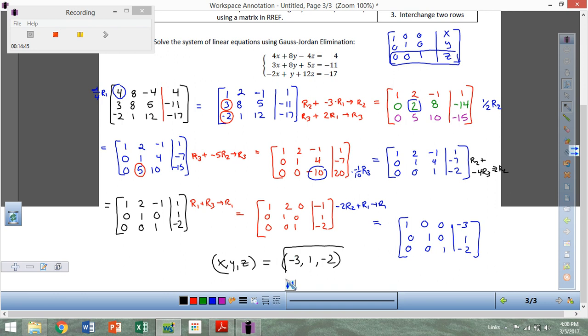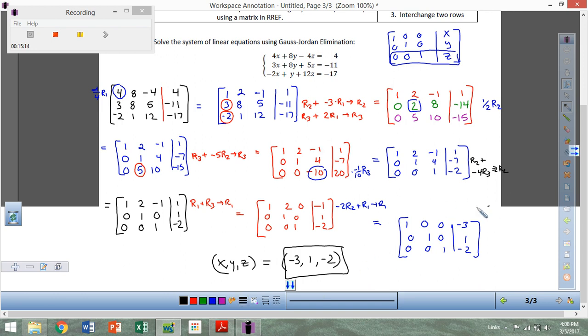So keep in mind that is where a system of 3 equations in 3 variables will meet. They meet at that point, negative 3, 1, negative 2, as an ordered triplet. You could do this idea of using a matrix to solve a system of linear equations, like two linear equations, and I could solve for x and y doing the same exact thing.